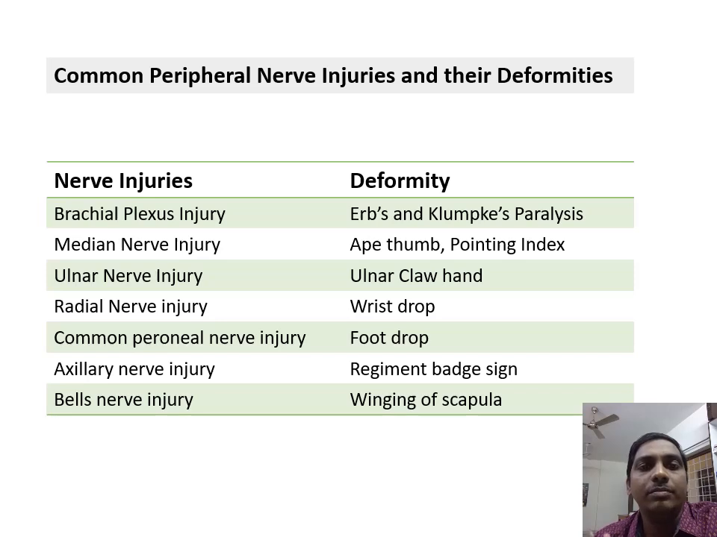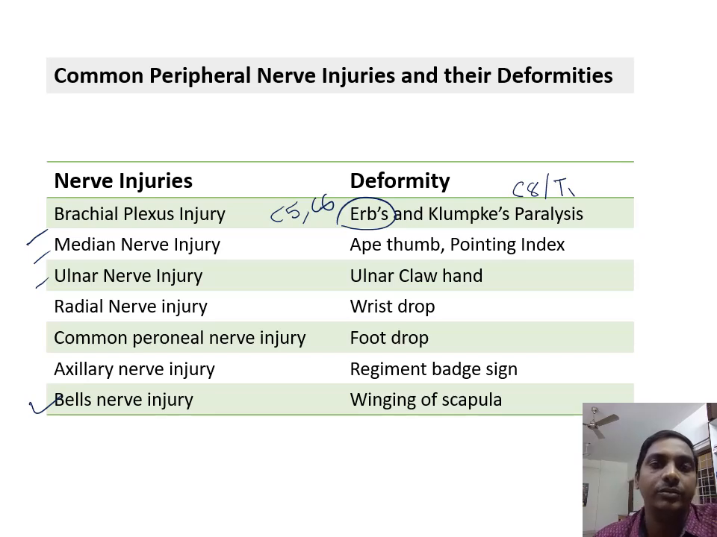So these are the common peripheral nerve injuries and the deformities, like brachial plexus injury. When the injury occurs to C5 and C6 root, it causes Erb's paralysis. When it occurs in C8 or T1 root, it is called Klumpke's paralysis. Median nerve injury causes ape thumb. Ulnar nerve injury causes clawing. Radial nerve injury causes wrist drop. Common peroneal nerve injury causes foot drop. Bell's nerve injury causes swinging of scapula. So we will discuss these brachial plexus, median, ulnar, peroneal nerves in a separate video, right?